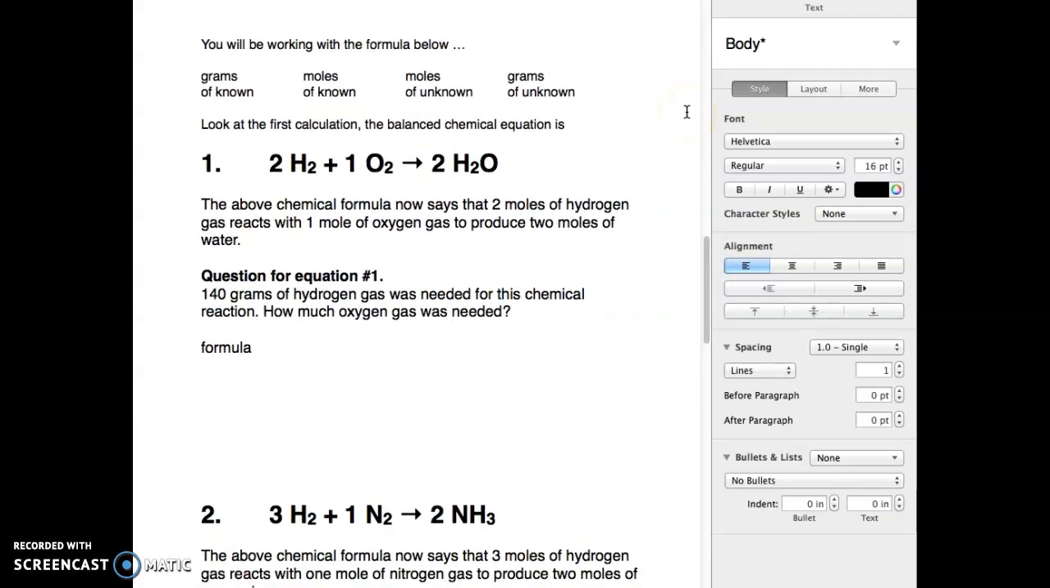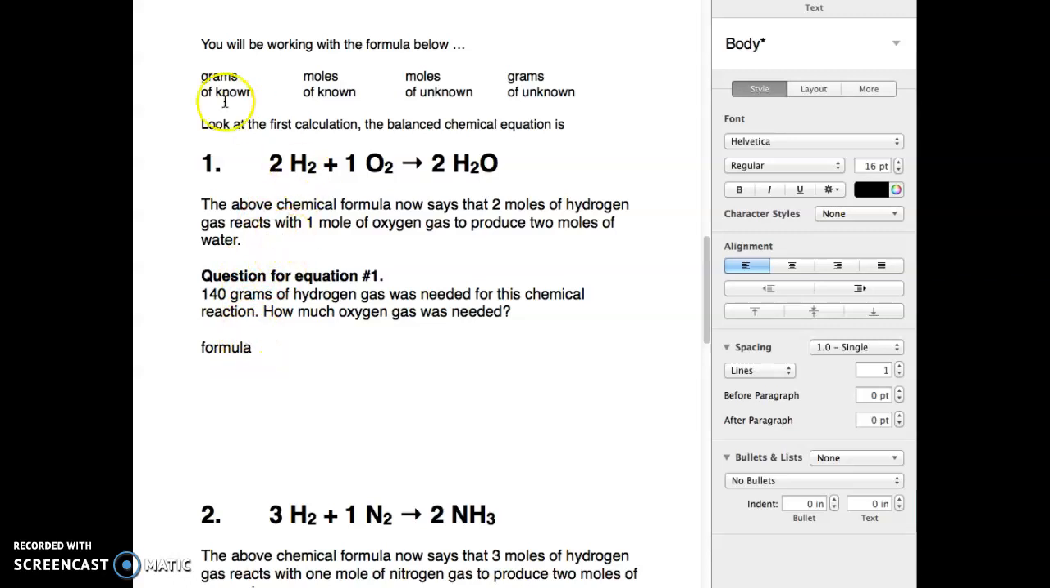Today you're going to be working with the formula, the grams of the known, and you make sure you determine from the grams of the known the moles of the known, and then from there you can determine the moles of the unknown, and then the grams of the unknown. So the first one, you look at your chemical equation here. This means 2 moles of hydrogen gas reacts with 1 mole of oxygen gas to produce 2 moles of water. That's kind of what it says.